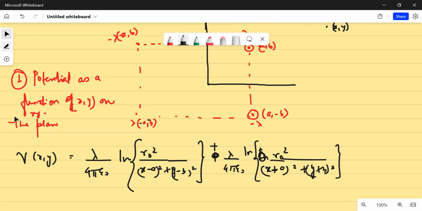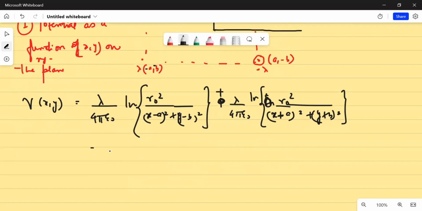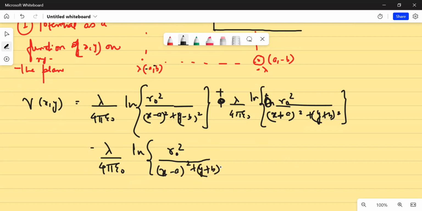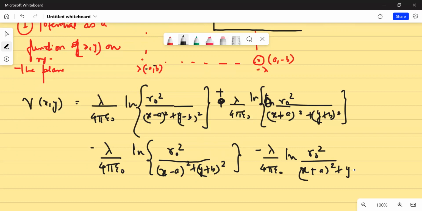Okay, then there would be another two contributions that would be negative. This will be minus lambda upon 4 pi epsilon naught ln of r naught squared divided by (x minus a) squared plus (y plus b) squared, minus lambda upon 4 pi epsilon naught ln of r naught squared divided by, I think, (x plus a) whole squared plus (y minus b) whole squared. Okay, is that clear?